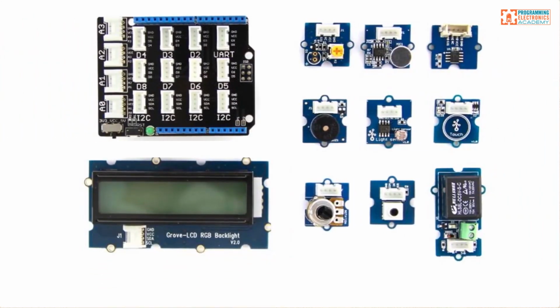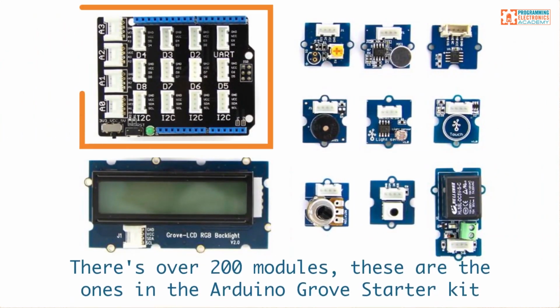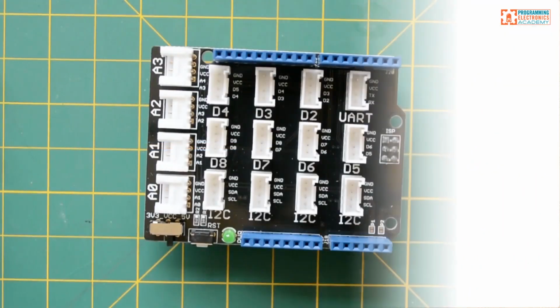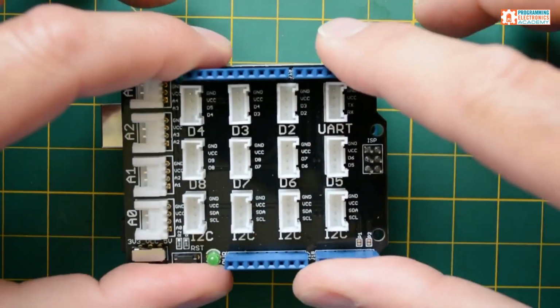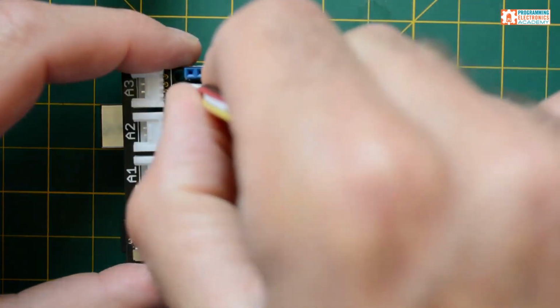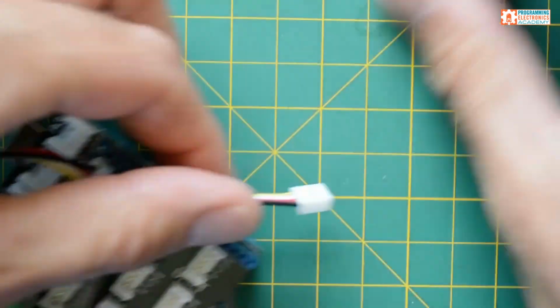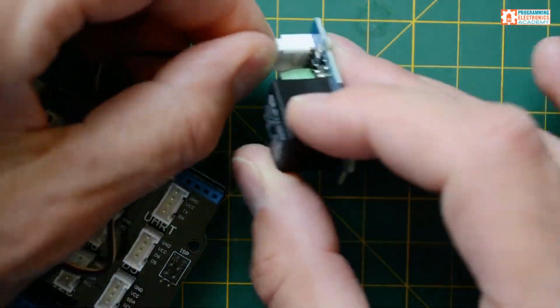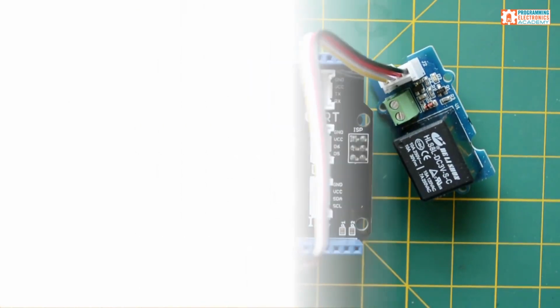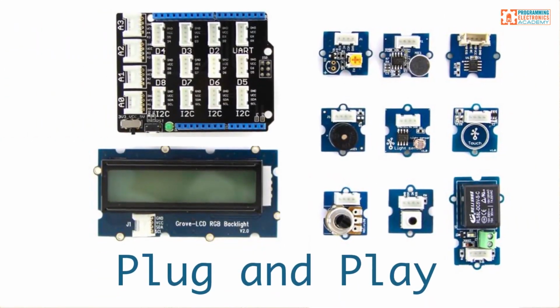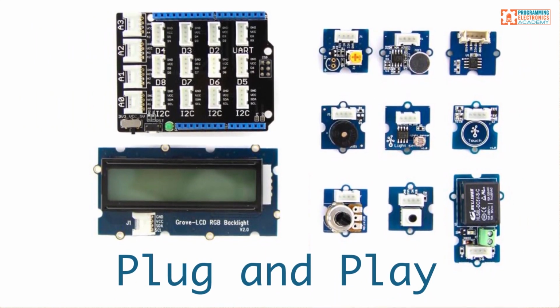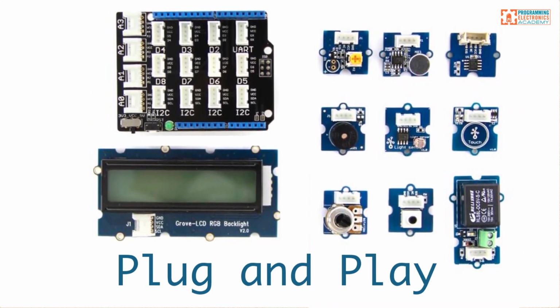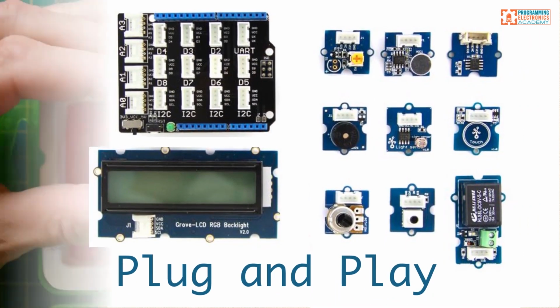Well, the Grove system is essentially two things. There's an Arduino shield, and then there's a bunch of different electrical modules. The shield connects to your Arduino board and maps out a bunch of the Arduino pins to these four-point connectors. And the electrical modules also have four-point connectors. To connect a module to the shield, you simply use a little ribbon cable. So the whole idea of the Grove system is that you can create circuits by simply plugging in different modules into the Grove shield. So let's take a look at the Grove starter kit and see what comes in it.